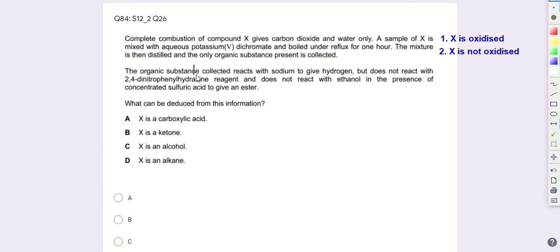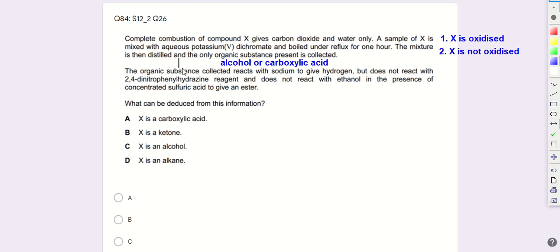The organic substance collected reacts with sodium to give hydrogen. There are only two functional groups in your AS syllabus that will react with sodium to give hydrogen. One of them is alcohol. The other one is carboxylic acid. So the substance collected can be alcohol or carboxylic acid. We don't know which one yet. Never mind, let's continue and see if we can get more information.